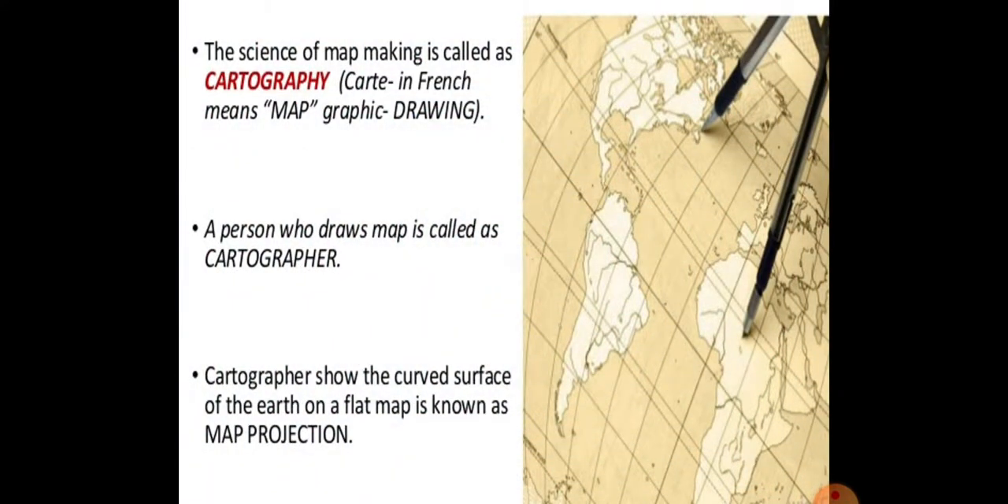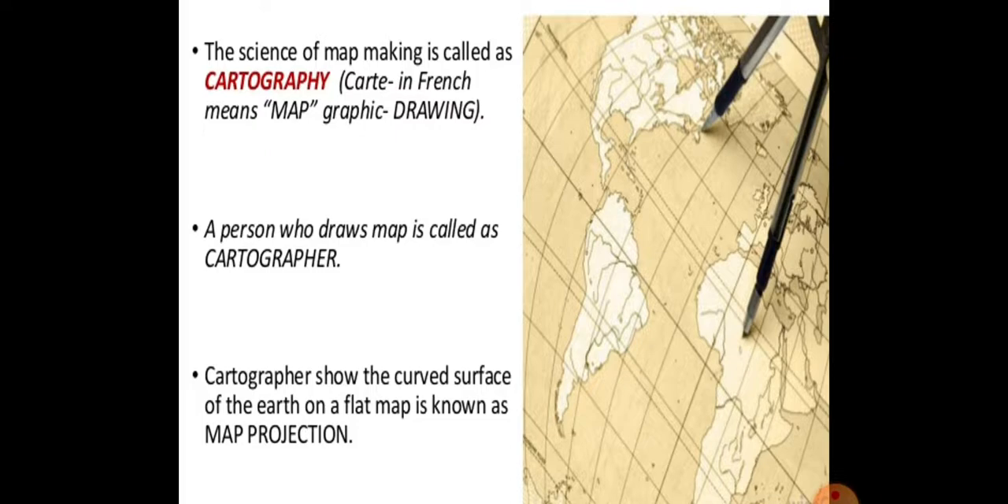And you know, the science of map making is called cartography. What do you mean by cartography? Cartography is the science of map making. The word cartography is derived from two French words, carte and graphic. Carte means map and graphic means drawing.